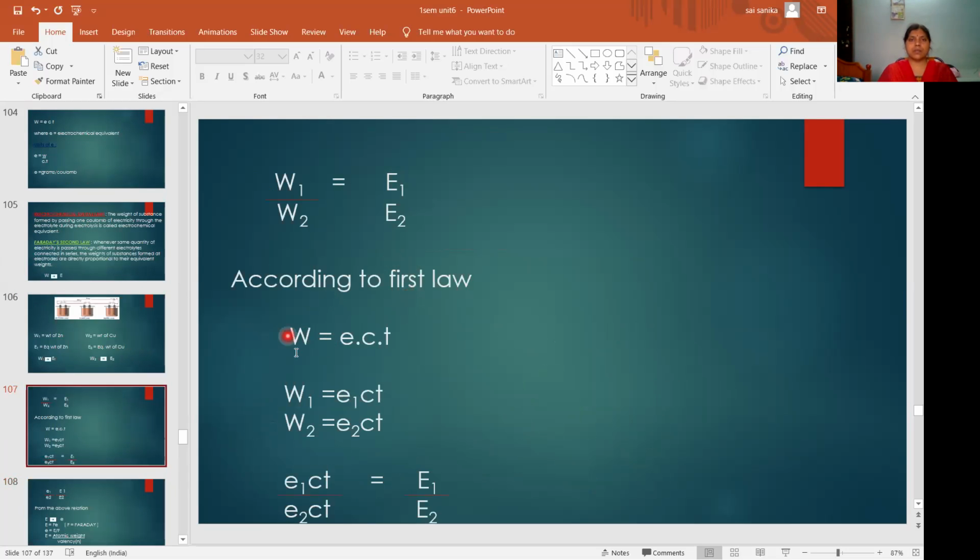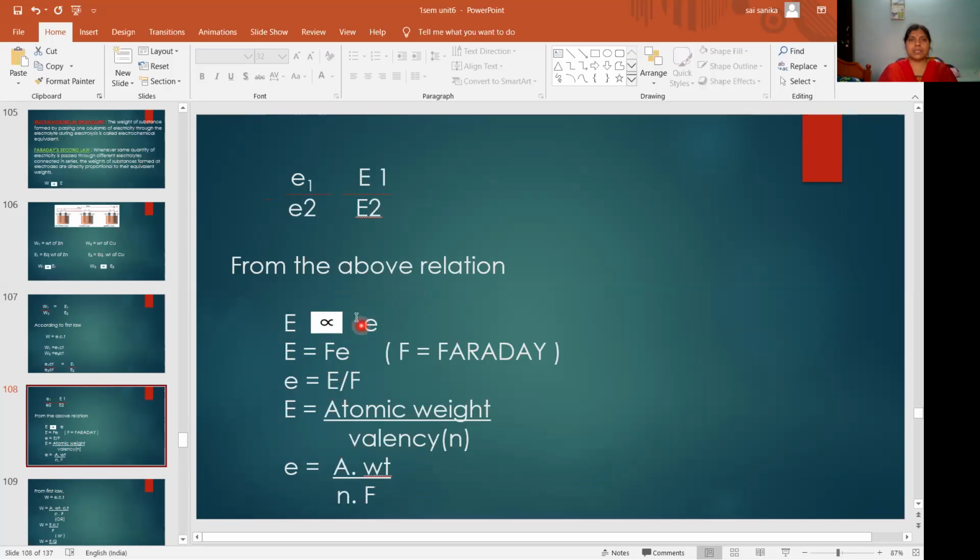According to the first law, what is W? ECT. So W1 becomes e1CT, W2 becomes e2CT. Substitute these values in the above equation: e1CT by e2CT is equal to capital E1 by capital E2. CT cancels, so e1 by e2 is equal to E1 by E2. From this you get the relation that capital E is directly proportional to small e. Removing proportionality, you get a proportionality constant represented by capital F, which is Faraday. 1 Faraday is 96,500 coulombs.